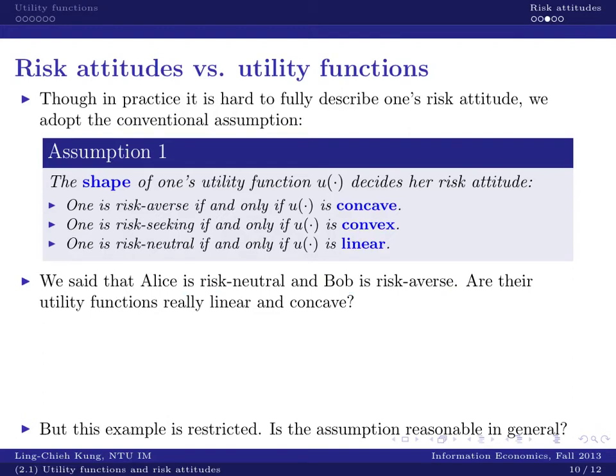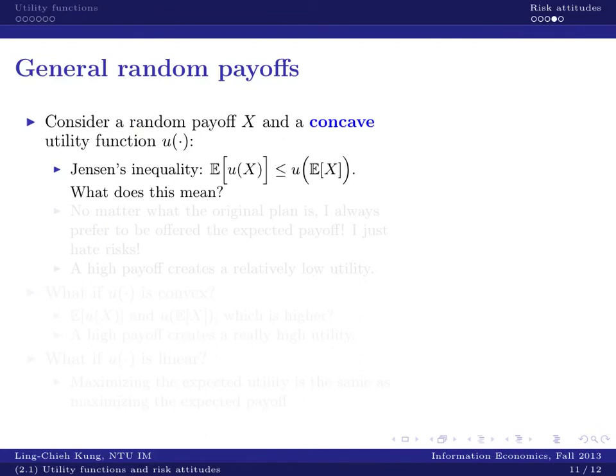But you may just say that this example is just so restricted. Do we know the assumption is reasonable in general? Here is the time for us to apply what you have learned in homework 1. We're going to talk about Jensen's inequality. Okay? So you know doing homework is worthwhile. So let's see this. I'm considering a random pair of x.